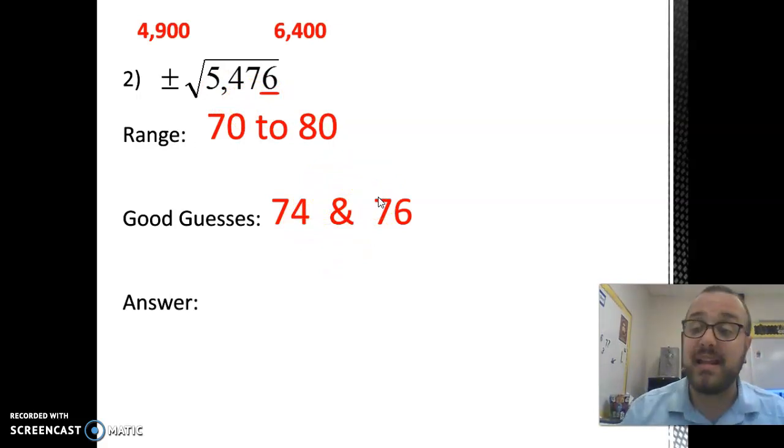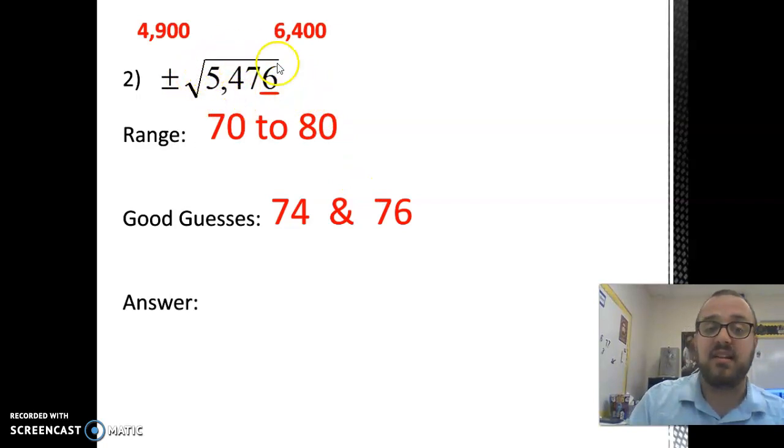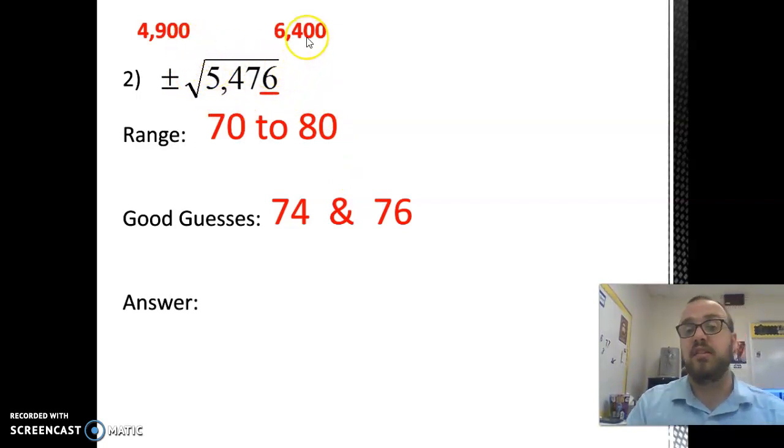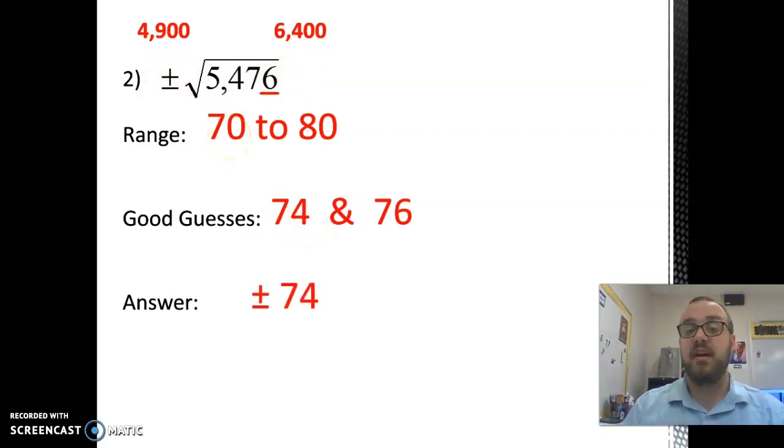Now I'm going to do the same thing I did last time. I look at this number up here, 5,476, and I say, all right, is it closer to 4,900 or is it closer to 6,400? And again, you can estimate it a little bit. It's about 500 away from 4,900, but it's almost 900 away from 6,400. So it's closer to this one. 74 is closer to 70, so my answer is going to be 74. Plus or minus, because I put that in front here to show I want the primary and the secondary root.